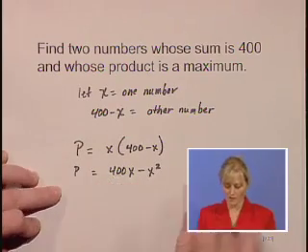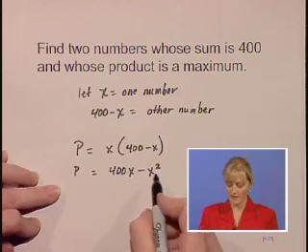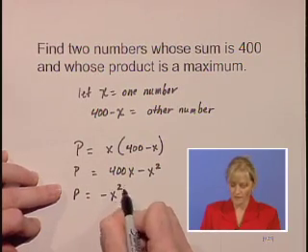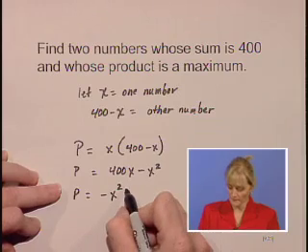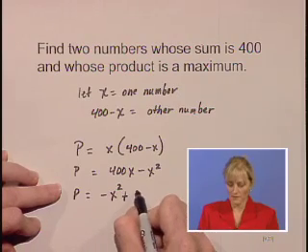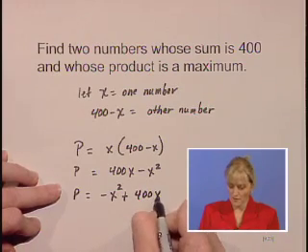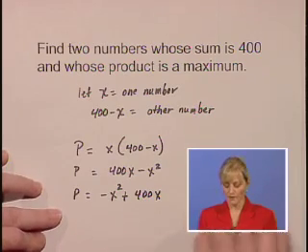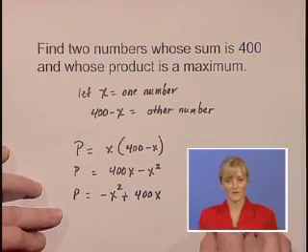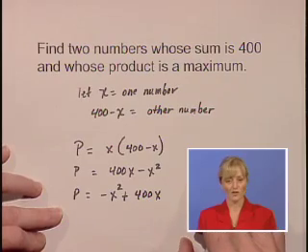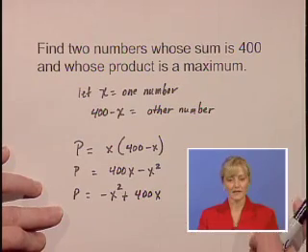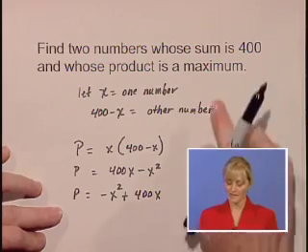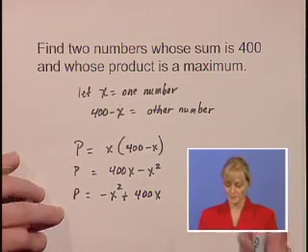This is our product. Let's rearrange this a little bit to have our x squared term first. Don't forget your negative. So that is a negative x squared plus 400x. This maximum point means we're also looking at the vertex of this graph. This is a quadratic. So the maximum is at the highest point, which is the vertex, or it could be the lowest point. In this case, it's a maximum.